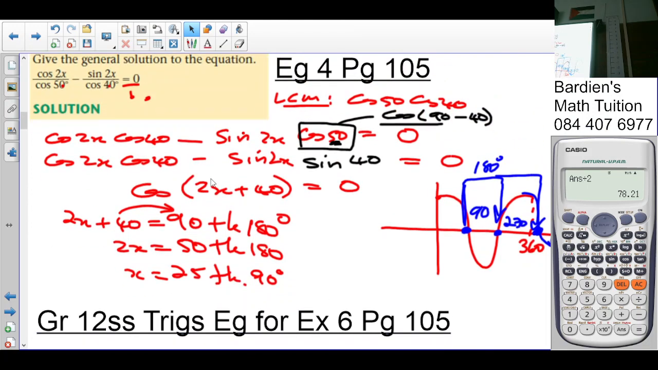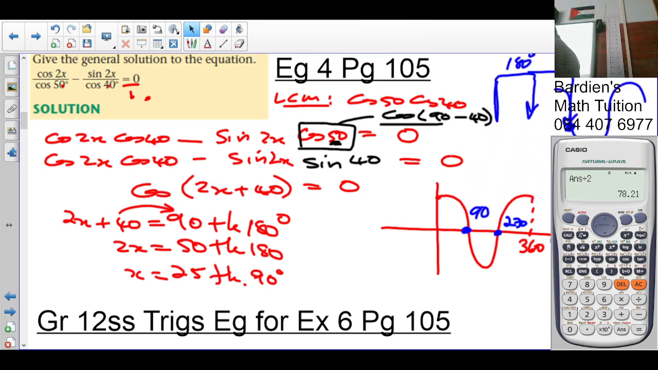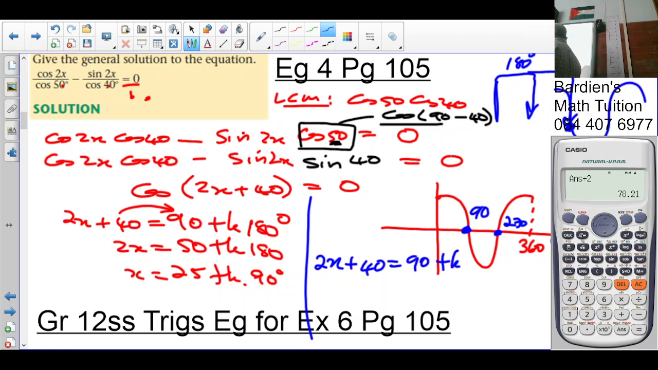Okay, people, any confusion here? You want me to write the other branch out? You understand? Yes, I write it out. If I had gone with representing each one, the first one would have been 2x plus 40 equals 90 plus k times 360. Remember that k is an element of integers. If you don't fill that in, you lose a mark. So you take that over the equal sign, so 2x is equal to 90 minus 40, which is 50, plus k times 360, divided by 2, is going to give you 25 plus k times 180.